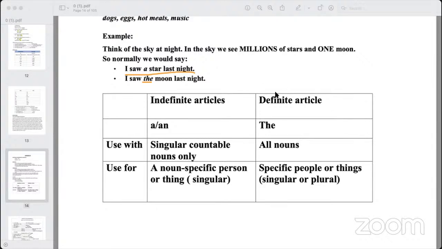So if you look at the table below, you've got indefinite and definite. For indefinite, you use a and an. For definite, you use the. So don't use the for indefinite. Indefinite only uses a and an, and definite uses the.